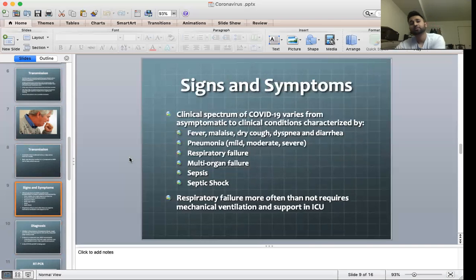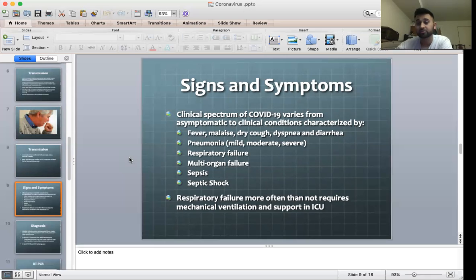So a little signs and symptoms. The clinical spectrum of the coronavirus varies from completely asymptomatic to normal flu-like symptoms like fever, malaise, dry cough, dyspnea, and diarrhea. You can also have pneumonia, which is actually the first case. That's why they labeled it pneumonia of unknown origin. And it can get as bad as respiratory failure, multi-organ failure, sepsis, septic shock, and pretty much anything that can get you to death.